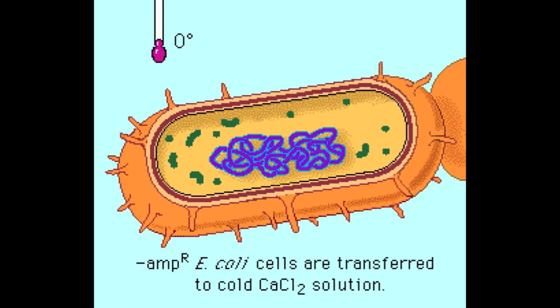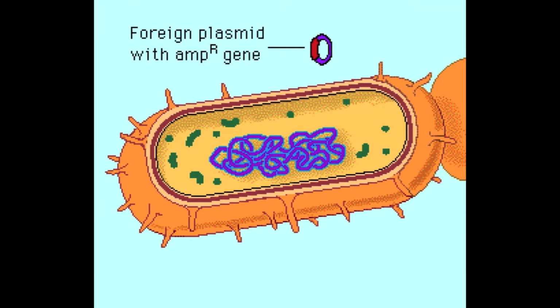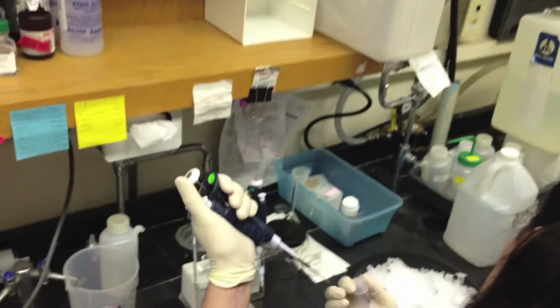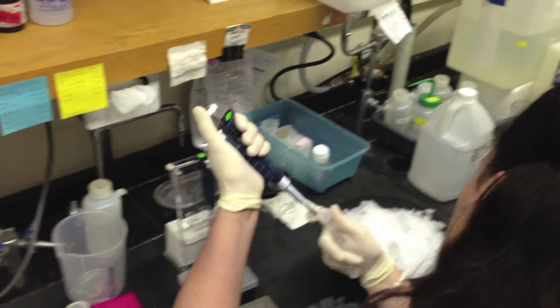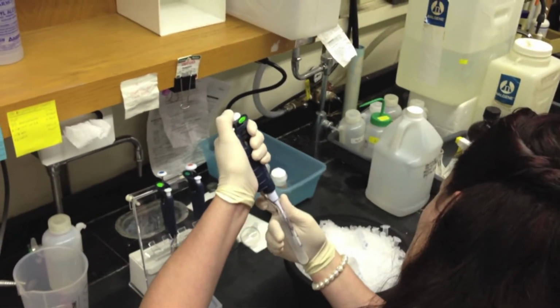At 0 degrees Celsius, most likely in an ice bucket, the DNA is introduced to the competent cells. The DNA is gently pipetted onto the cells. You must be gentle in order to not destroy the DNA. Then the cells and DNA are allowed to sit.